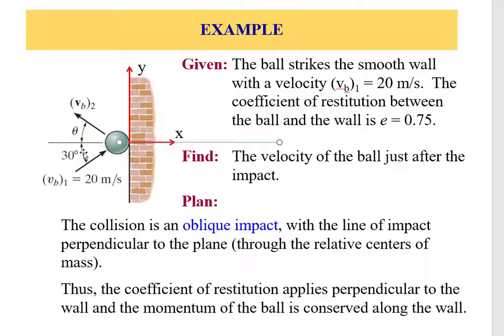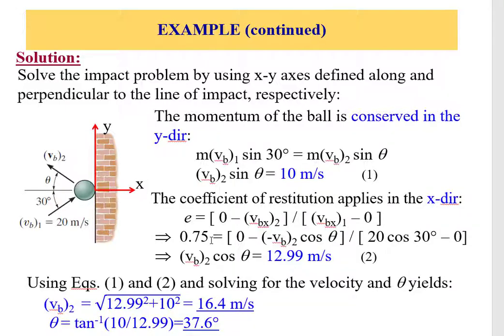So the 30 degree, this is the line of impact. The plane of impact is perpendicular, which is in y. Given that, the first step is to apply conservation of momentum of the ball in the y direction. We know that the wall is not moving, so the velocity in y before and after for the wall is 0, 0. So that's not going to add any information.